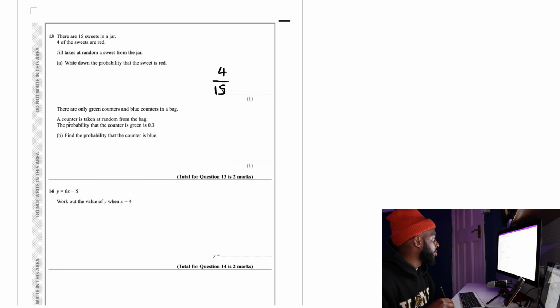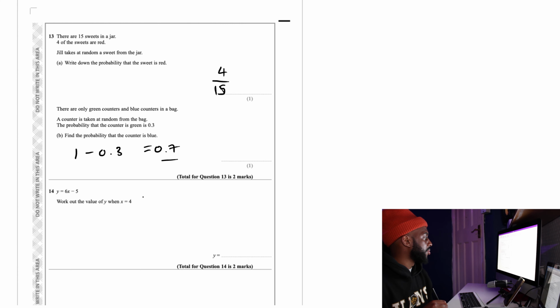Second part, there are only green counters and blue counters in the bag. Counters taken at random. Probability that the counter's green is 0.3. What's the probability that it's blue? Okay, so that's going to be 1 minus 0.3, and that gives us 0.7 for blue counters.